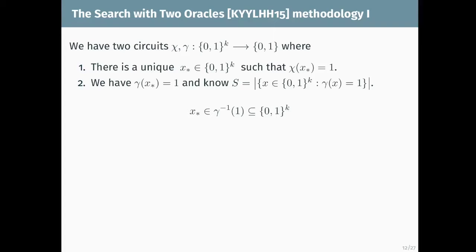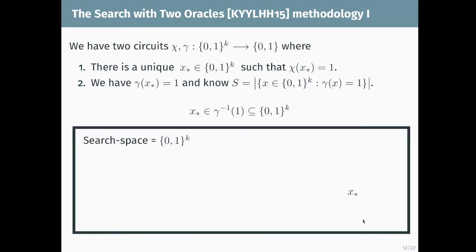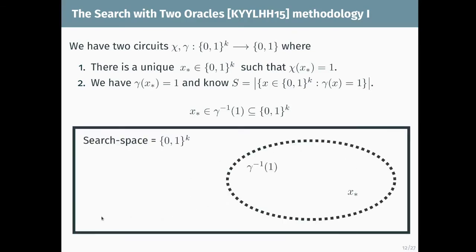Now, in the search with two oracles scenario, we have two circuits, chi and gamma, and we're looking for a unique element, x star, such that chi applied to x star is equal to 1, i.e., in our scenario, this is going to be the key we're looking for. And we also have a function gamma that identifies x star, but it also identifies a number of false positives, i.e., it can identify some weak property. So we have this relationship here, and this can be thought of as Grover's algorithm, and we have this additional bit of information in the search with two oracles scenario.